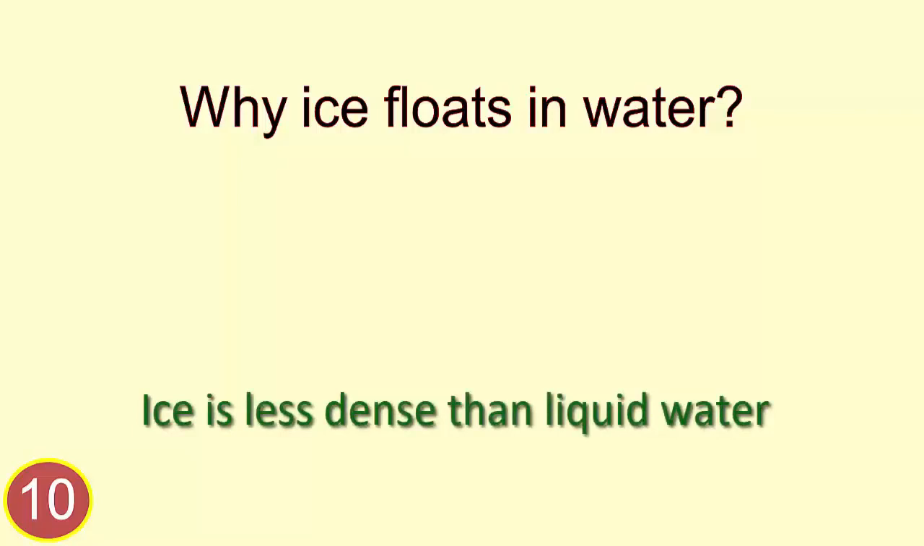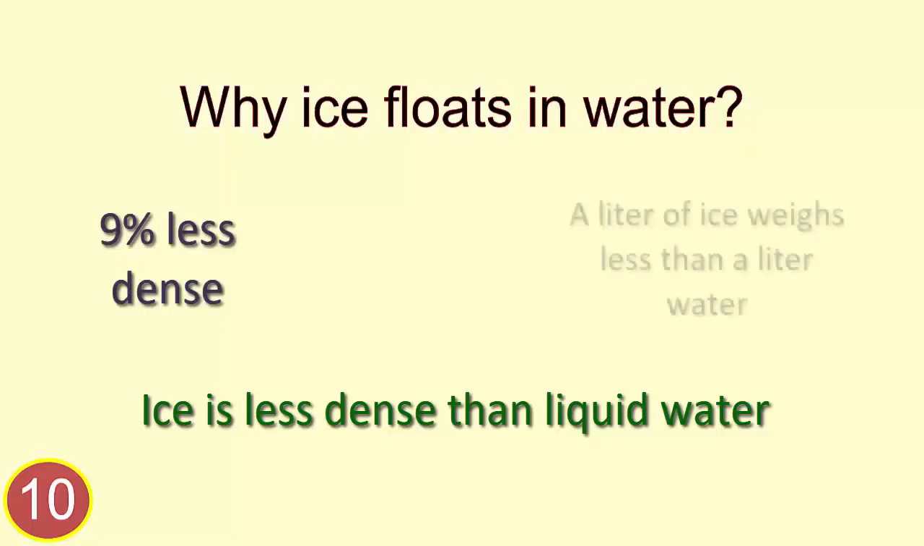Ice floats because it is about 9% less dense than the liquid water. In other words, ice takes up about 9% more space than water. So a liter of ice weighs less than a liter of water. The heavier water displaces the lighter ice, so the ice floats to the top.